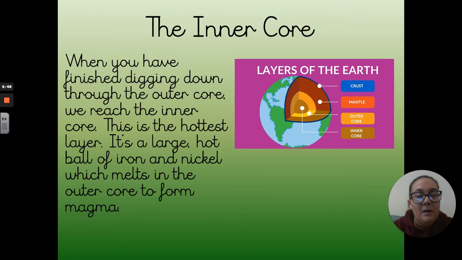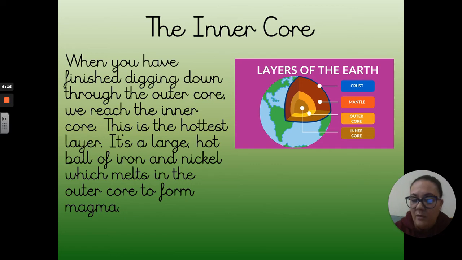It's mostly liquid magma, but there are some rockier elements within it as well. We then move into the inner core. That's right at the centre. You can see that it's this bit right here, right in the very, very centre. When you finish digging down through the outer core, we reach the inner core. This is the hottest layer. It's a large hot ball of iron and nickel, so those two metal words, which melts within the outer core to form the magma. So it's the very, very hottest part.